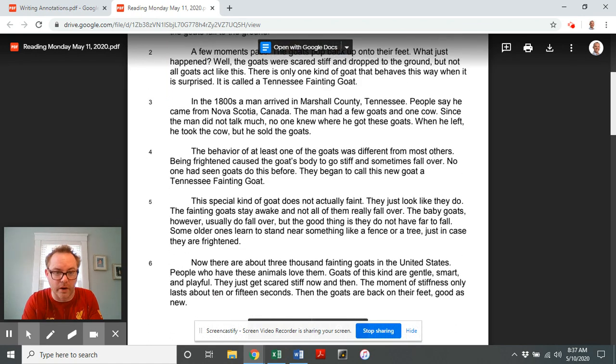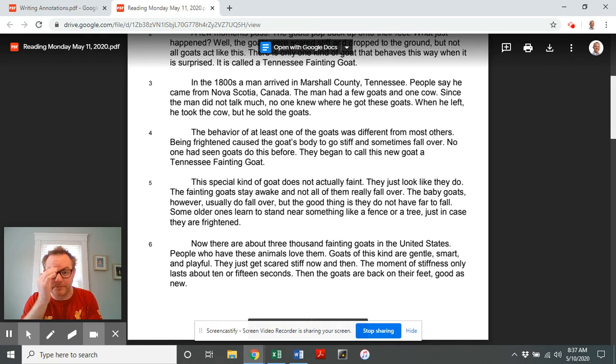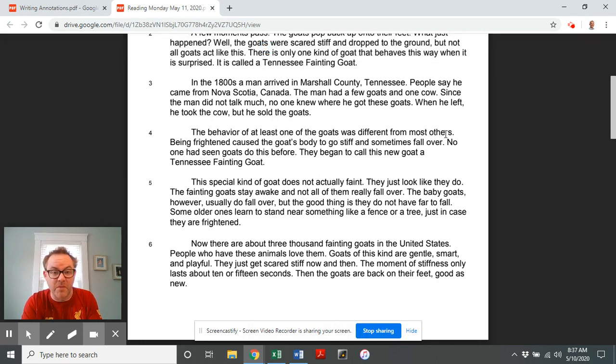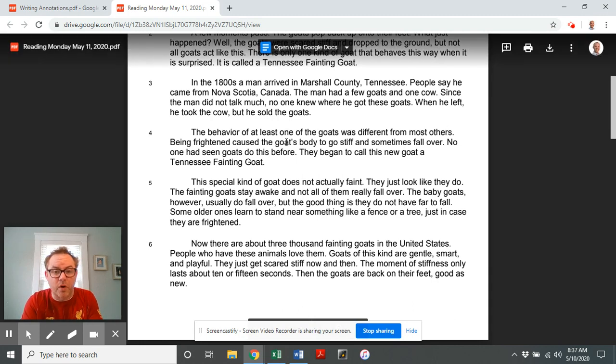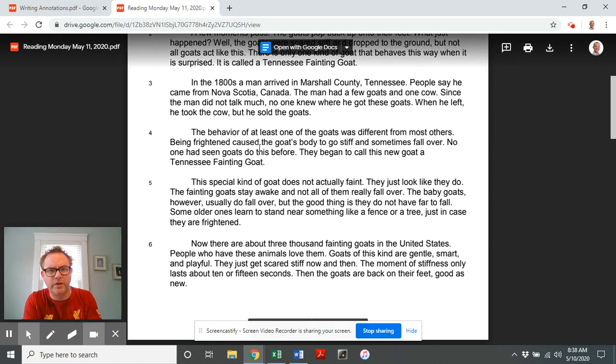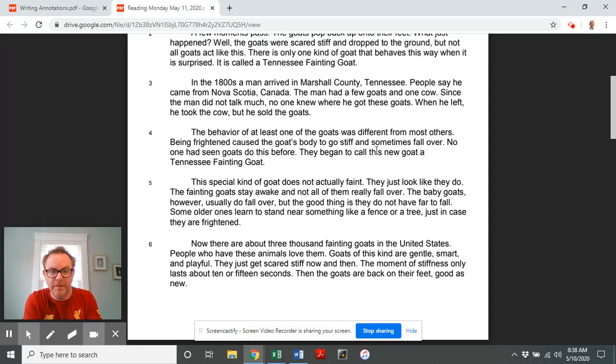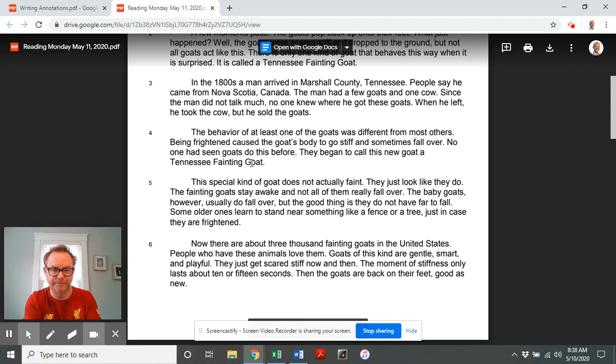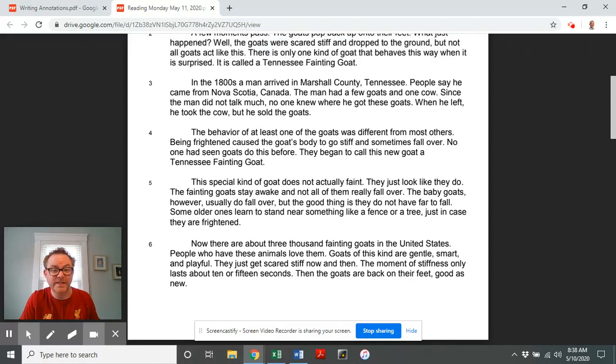Paragraph 4. The behavior of at least one of the goats was different from most others. Being frightened caused the goat's body to go stiff and sometimes fall over. No one had seen goats do this before. They began to call this new goat a Tennessee fainting goat. So that's the end of paragraph number 4.